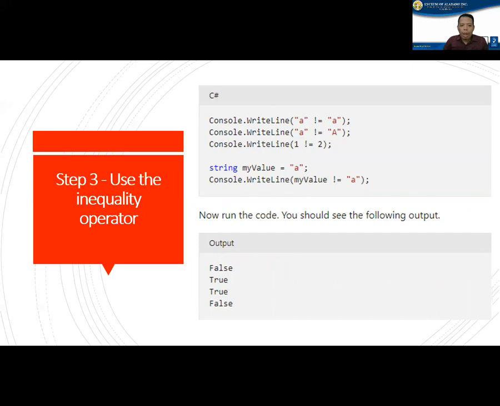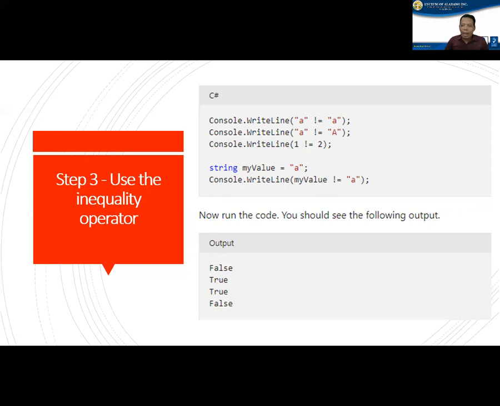So, step 3, use the inequality operator. In this case, we will use the line comment operator again to comment out all the code from the previous step. And of course, we have to add this code in our code editor.